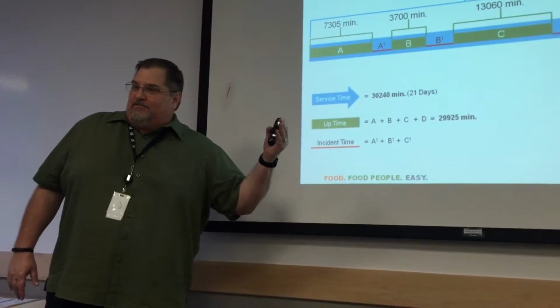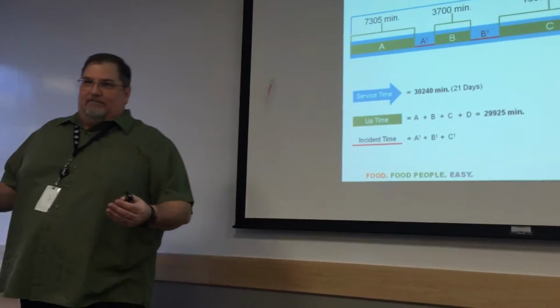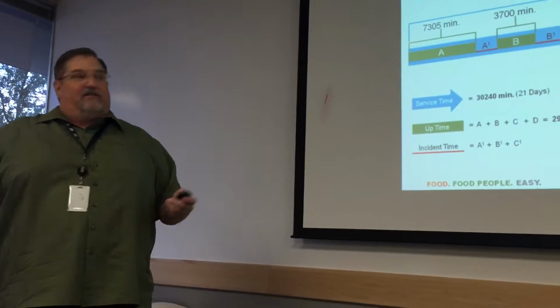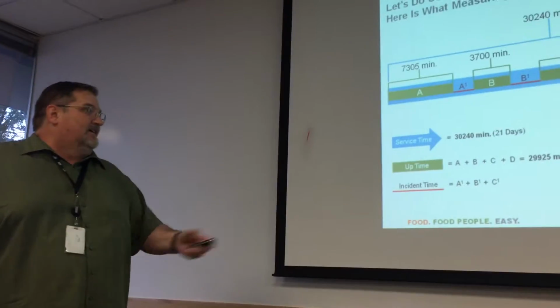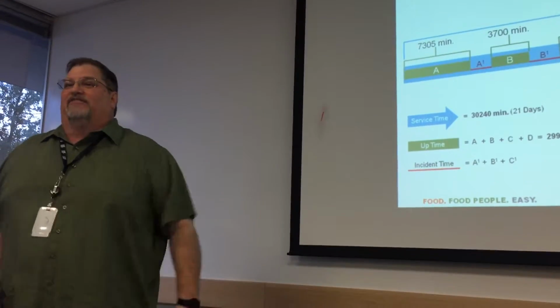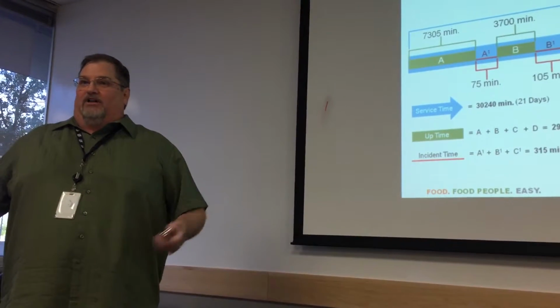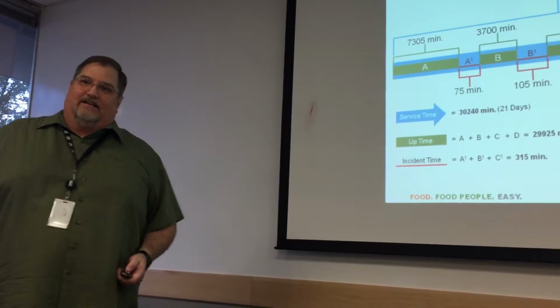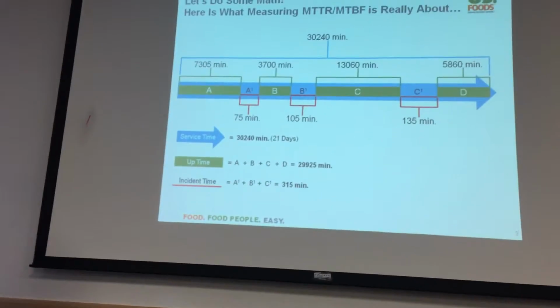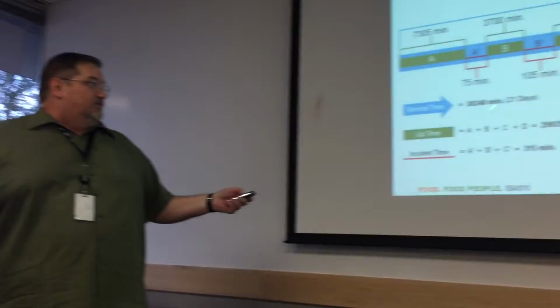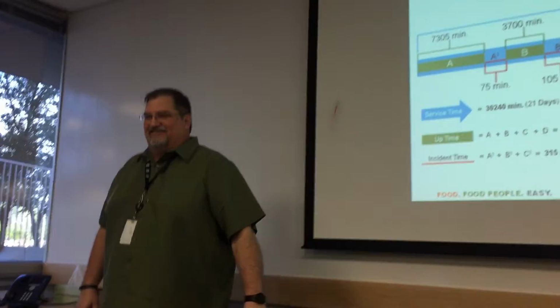So our periods of uptime are represented by these four values, and that equates to 29,925 minutes of uptime. By the same token, we add up all of our incident time, we get 315 minutes. Now, those of you who are trying to do math in your head, those two values actually do equal 30,000.